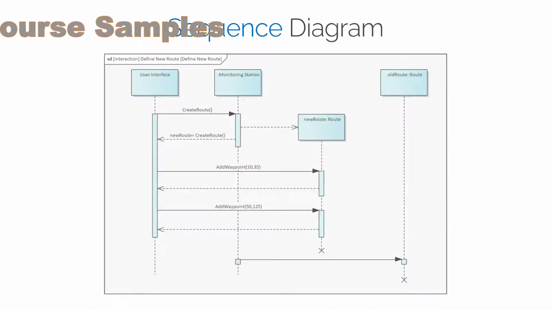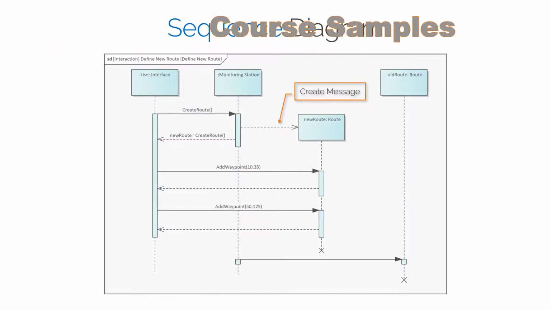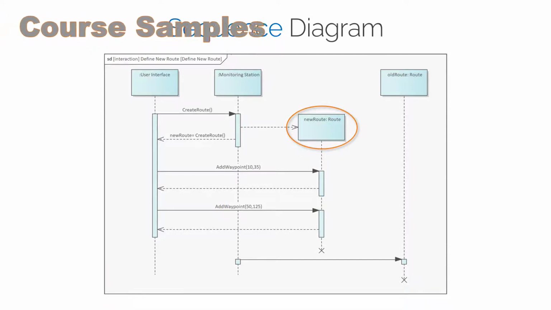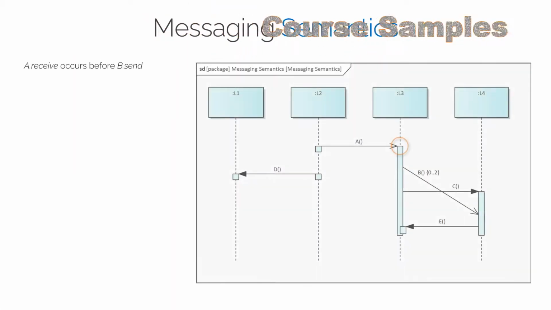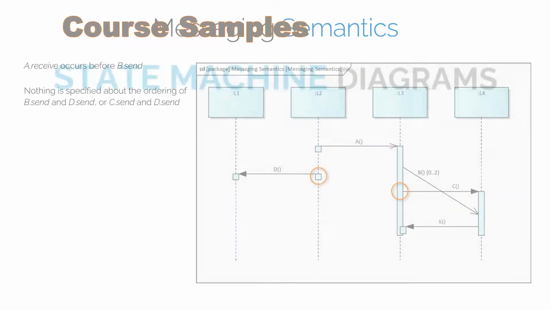A message can be a lifecycle message that creates a lifeline or destroys a lifeline. In this example, the monitoring station creates a new route instance. Notice how the head of its corresponding lifeline is not horizontally aligned with the rest of the lifelines, but begins at the creation point. In this example, A.receive occurs before B.send. Nothing is specified about the ordering of B.send and D.send or C.send and D.send.